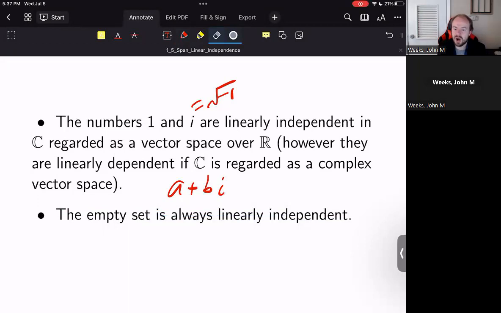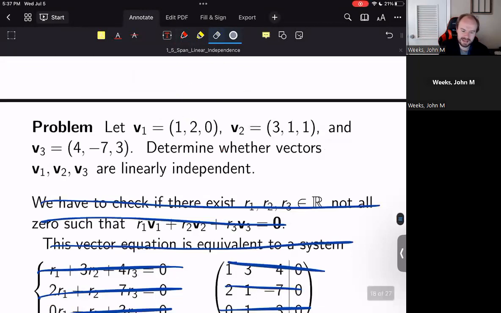Also, the empty set is always linearly independent. The only way you get the 0 vector from the empty sum is if, well, there are no coefficients to choose, so you're always linearly independent in that collection.